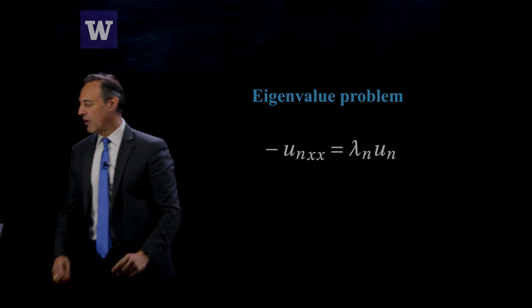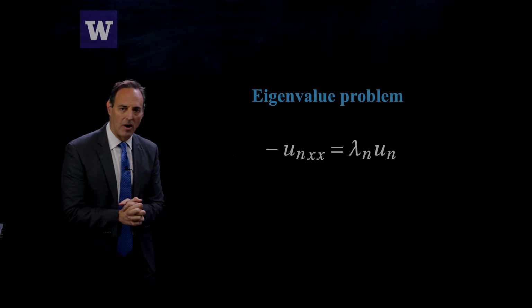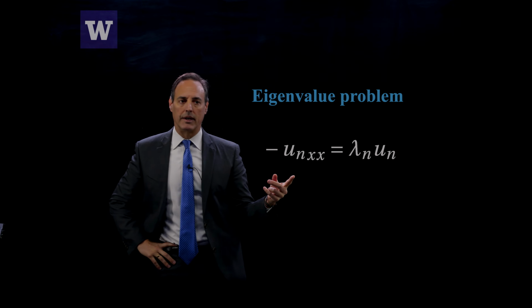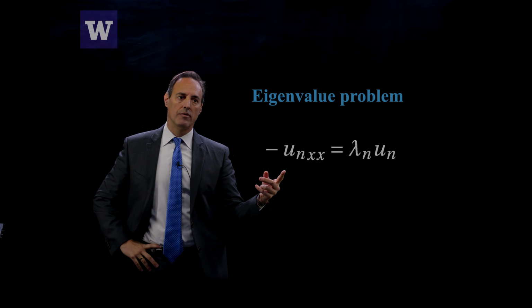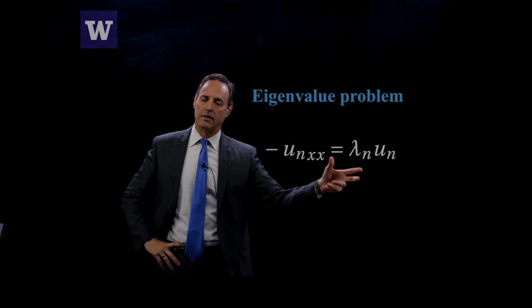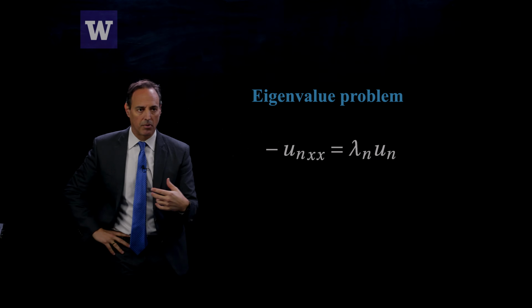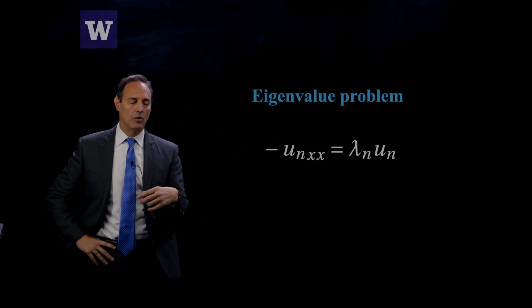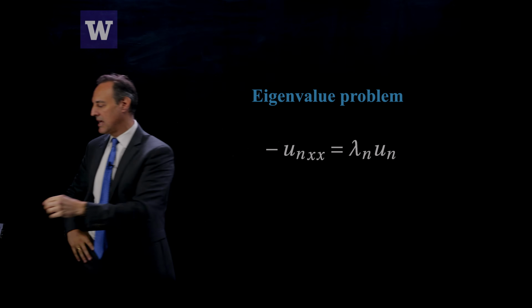OK, so first, let's solve the eigenvalue problem then. With those in hand, the eigenvalue problem is the following: minus u_n'' = lambda_n u_n. So this is actually a pretty simple eigenvalue problem to solve. Solutions are sines and cosines, and so there's sines and cosines with square root lambda_n.